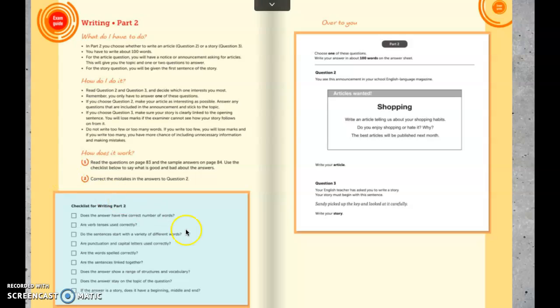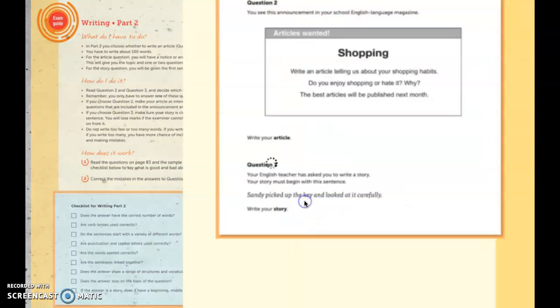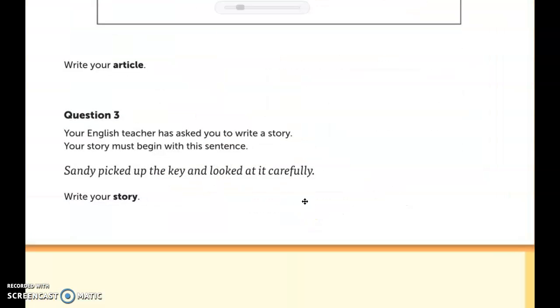For the story question, you will be given the first sentence of the story. In this case, here you see, Sandy picked up the key and looked at it carefully. That's the beginning of the story. How do you do it?